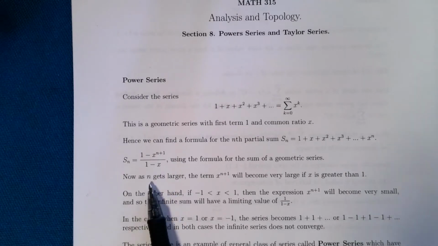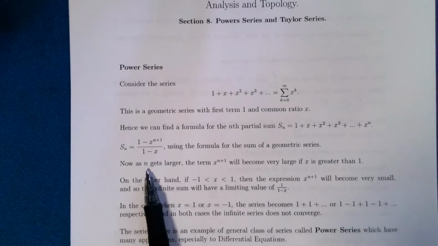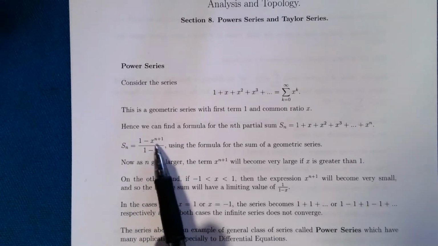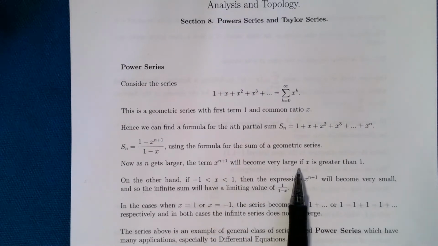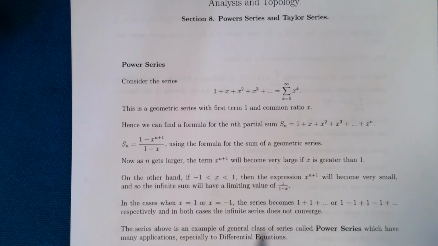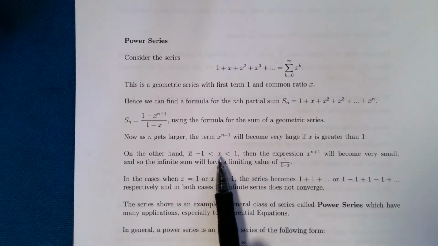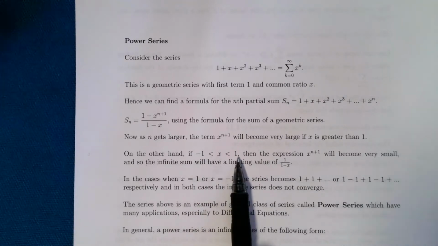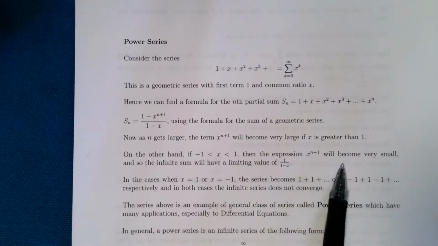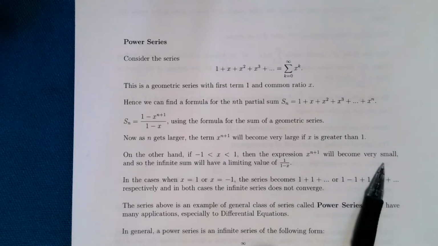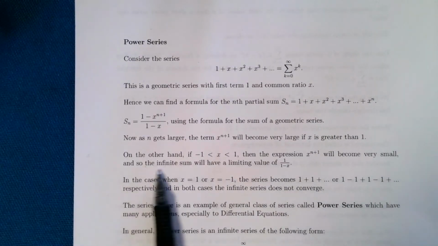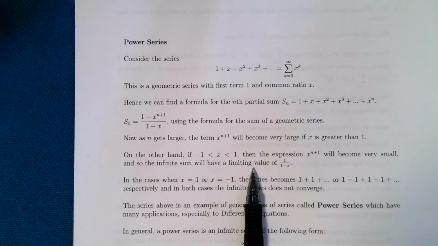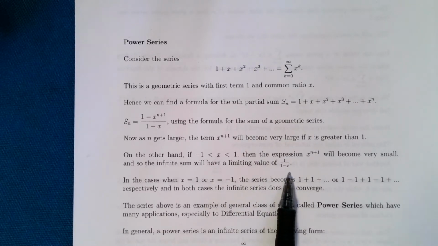Now, as n gets larger, this term, x to the n plus 1, well, if x is bigger than 1, like put 2 in for example, then this is going to become very large, and so the series won't converge. On the other hand, if I take my x to be between minus 1 and 1, then the expression x to the n plus 1 will become very small. This is our standard argument about the limiting sum of a geometric series. And that means the infinite series will have a limiting value of 1 over 1 minus x.